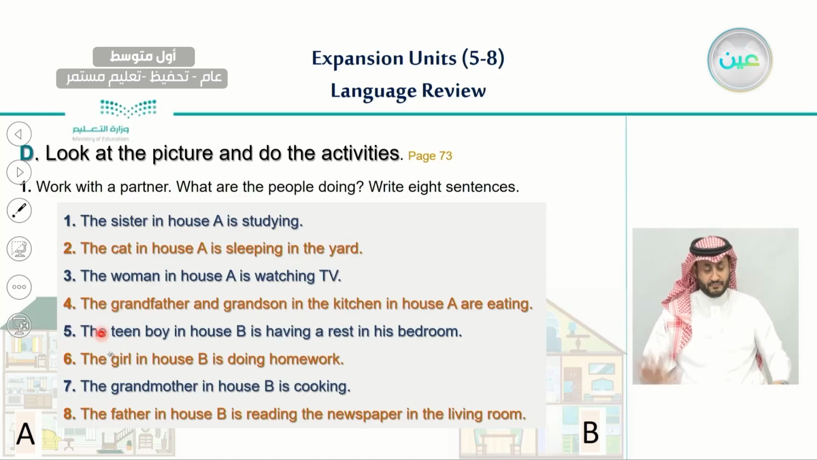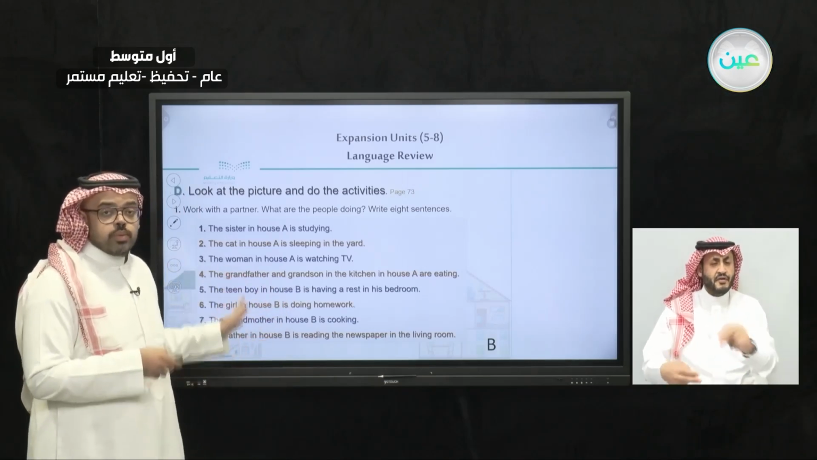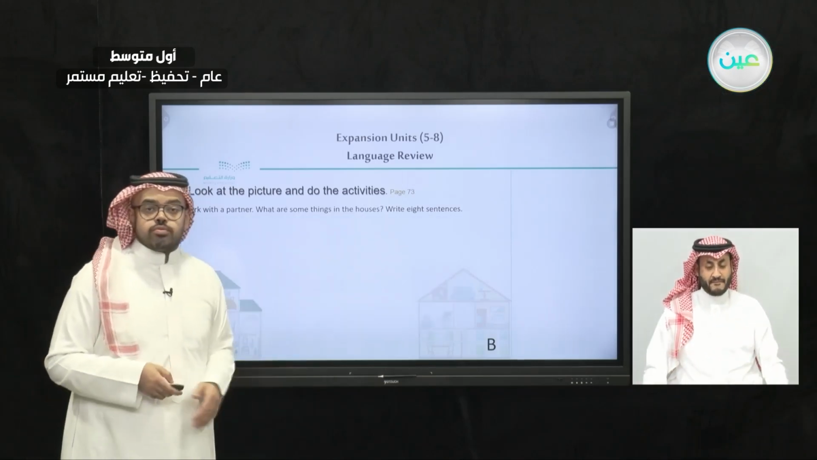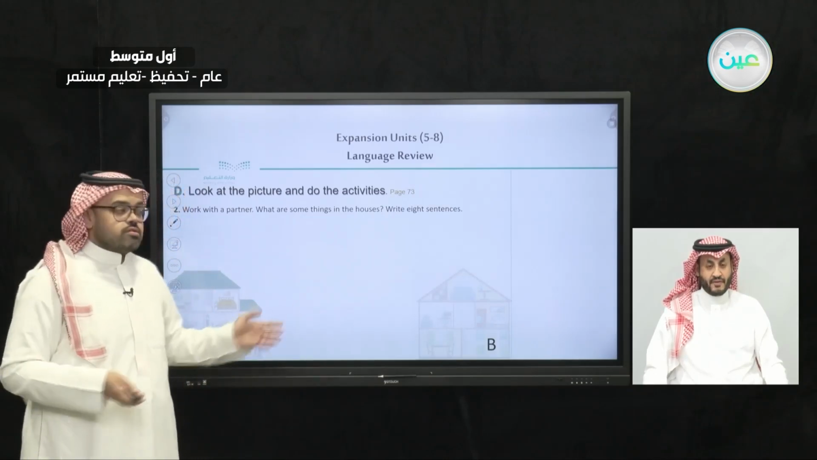And number 5, the teen boy in house B is having a rest in his bedroom. Number 6, the girl in house B is doing homework. And number 7, the grandmother in house B is cooking. And number 8, the father in house B is reading the newspaper in the living room. So here are 8 simple sentences about what people are doing in house A and in house B. And you can also write more sentences like these.